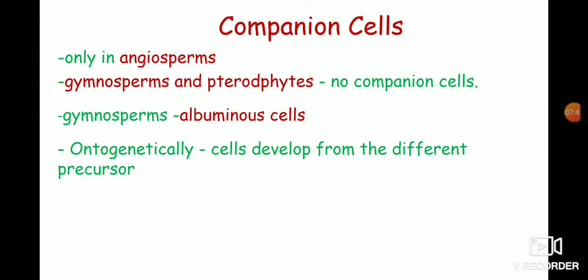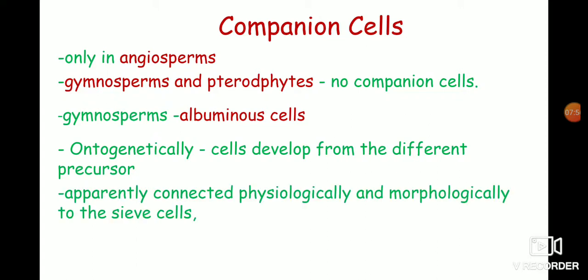Ontogenetically, these cells develop from a different precursor. These are apparently connected physiologically and morphologically to sieve cells. They possess albumin, a proteinaceous substance, and these albuminous cells stain intensely with cytoplasmic stains. Albuminous cells can be distinguished from the other parenchyma cells of phloem by presence of connections with the sieve cells and by unusual absence of the starch.